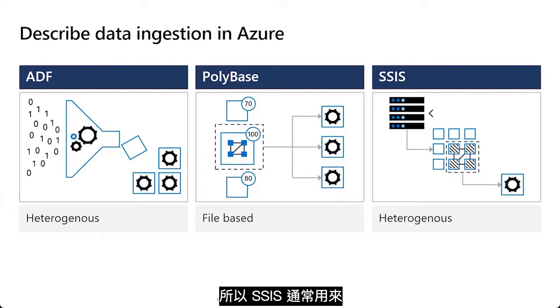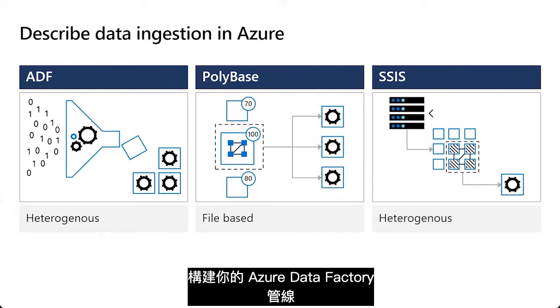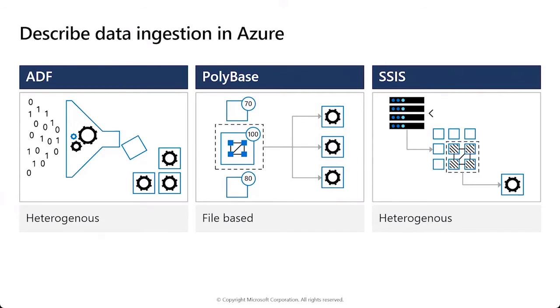SSIS is typically used as an on-premises utility. However, you can also use Azure Data Factory to run your existing SSIS packages as part of the Data Factory pipeline in Azure. This allows you to quickly get started on building your Azure Data Factory pipelines using your existing SSIS packages without having to rewrite some of that transformation logic.